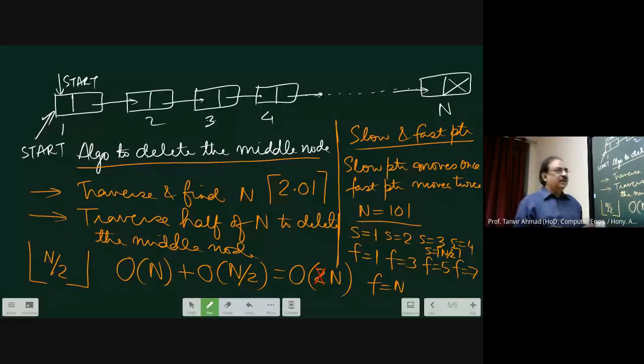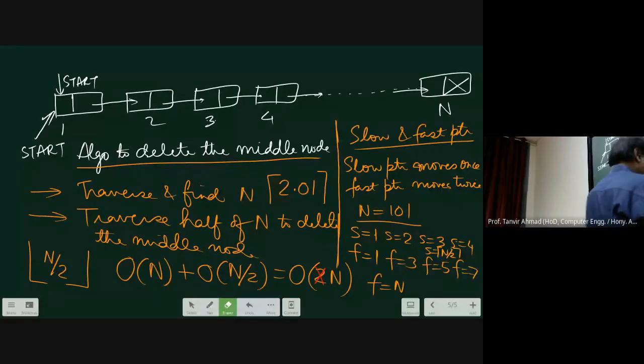Now in that case, if n is equal to 101, it will give you 101 by 2, which is nothing but either 50 or 51. It depends on how you want to delete. Suppose let us take this one, suppose it is 9 nodes. Your slow pointer will be at this place, and your fast pointer will be at this place.